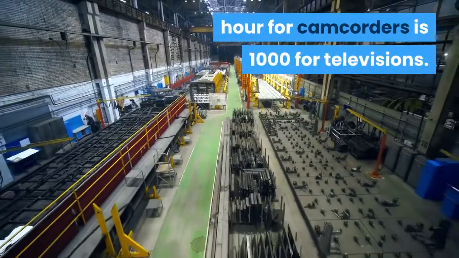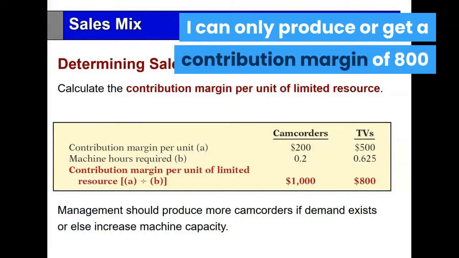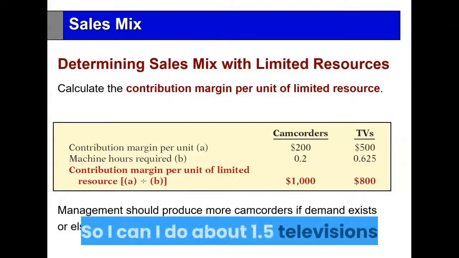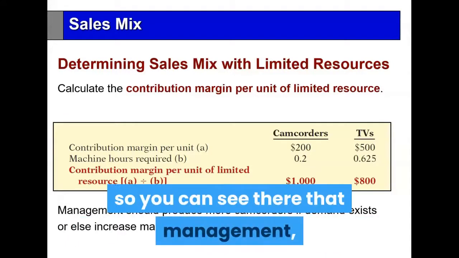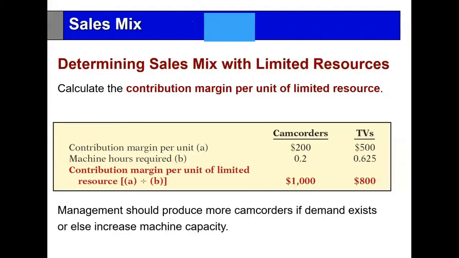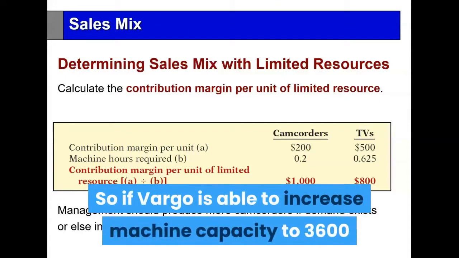In this case, the constraint is limited resources. So back to our example. Contribution margin per unit, camcorders 200. However, if I look at the contribution margin per unit for camcorders per the constraint, that is an hour, I can produce 5 camcorders in an hour because it takes only 0.2 of an hour to do it. So the total contribution margin in 1 hour for camcorders is 1,000. For televisions, I can only get a contribution margin of 800 by multiplying the 500 times the 0.625 of an hour. So I can only do about 1.5 televisions.